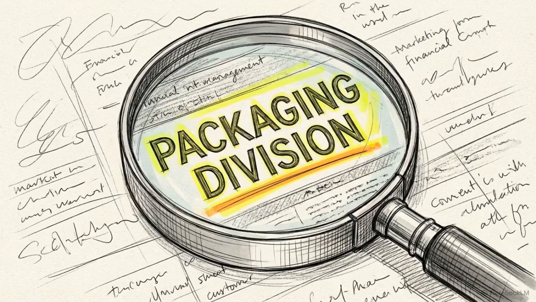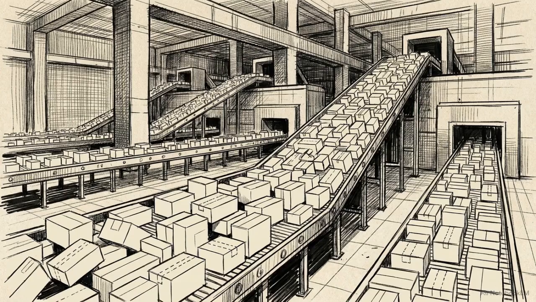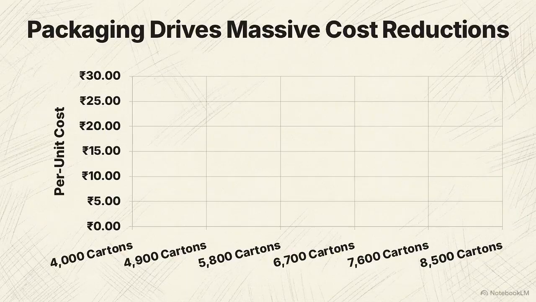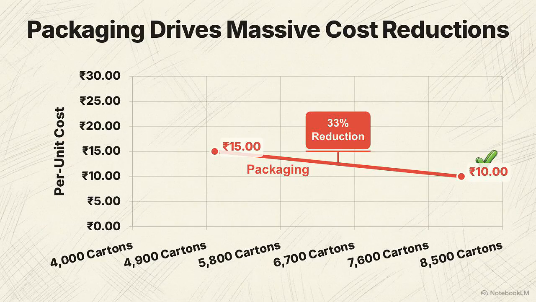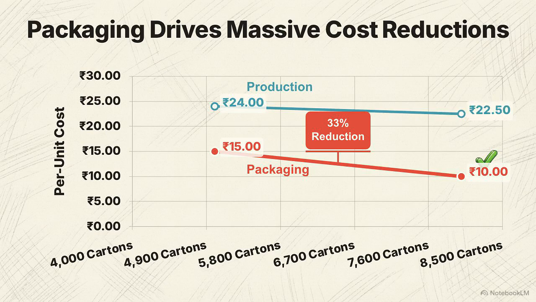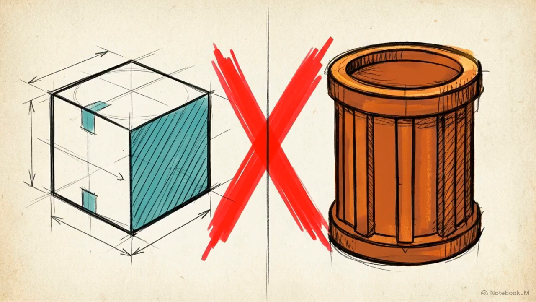To understand why the shared profit method yielded a lower result for the packaging division, we have to examine how costs behaved when the factory increased its output. These graphs compare per-unit costs scaling from 5,000 to 8,000 cartons. Packaging achieved massive economies of scale. Costs dropped from 15 to 10 rupees, a 33% reduction. Production failed to match this, falling from 24 to 22.5 rupees, just a 6% reduction. That discrepancy in cost reduction is the exact metric that breaks the shared profit formula.